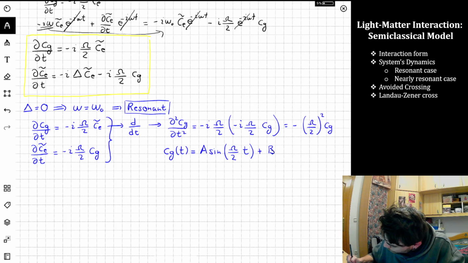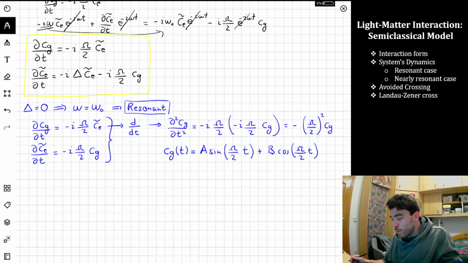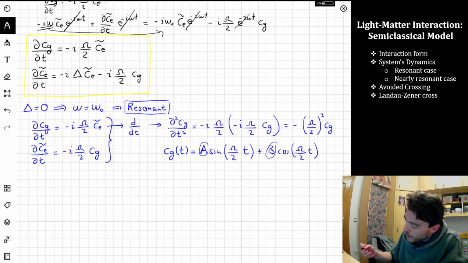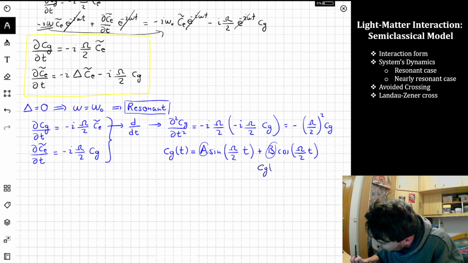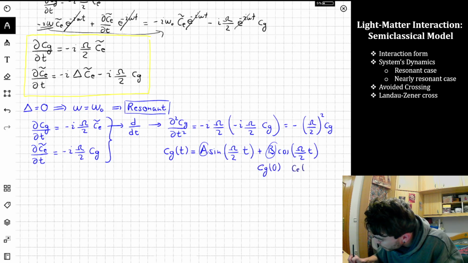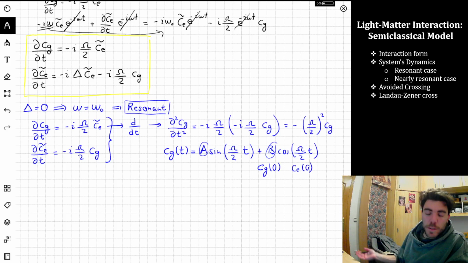Cosine of omega divided by 2 t. Alright, and now one thing that we could do is to say, okay, now we want to write it, instead of these terms a and b, in terms of Cg at 0, at t equals 0, so the initial condition for the atom, and Ce at 0, which is more convenient. This can be done, it's just a little bit of algebra, it's very easy.